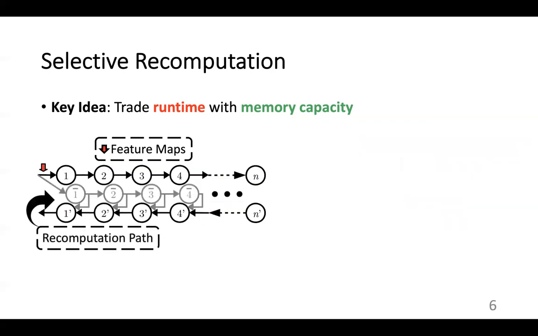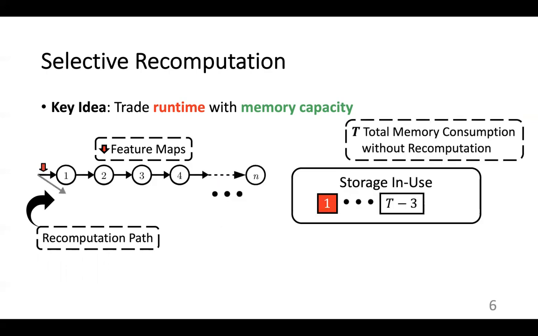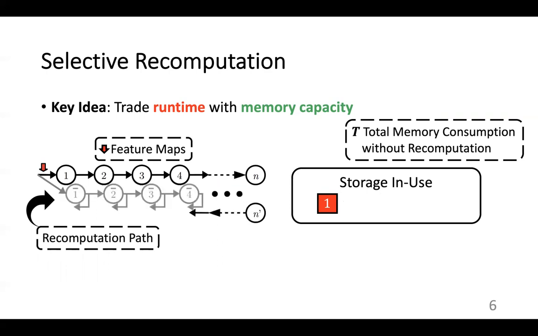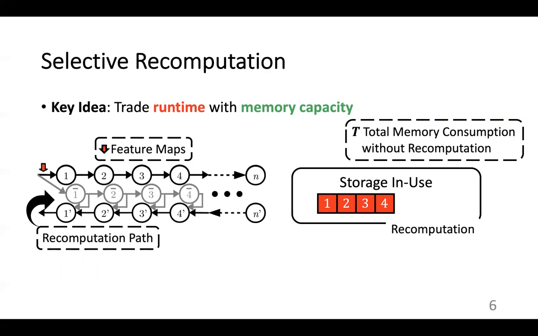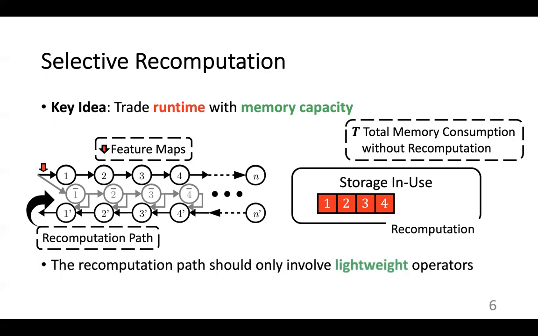Selective recomputation introduces this recomputation path that brings the feature maps all the way to the front of the computation graph. This effectively reduces the total amount of persistent storage from 4 to 1. But it comes with the cost of having to re-evaluate the feature maps when the backward pass starts. However, the good news is that the recomputation overhead can be controlled if the recomputation paths only involve lightweight operators.